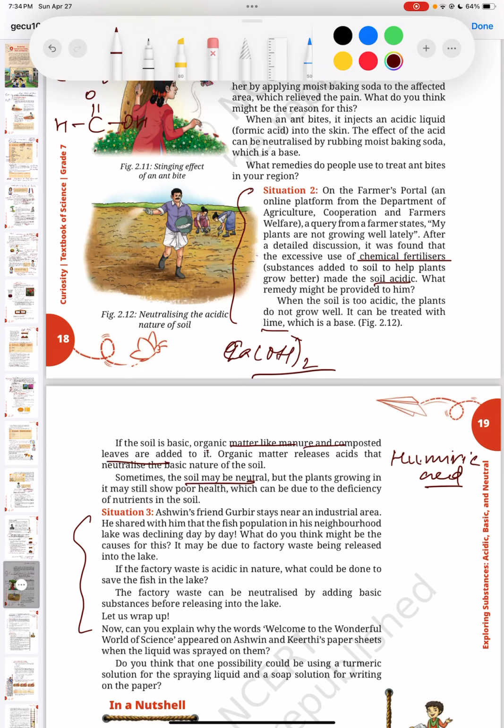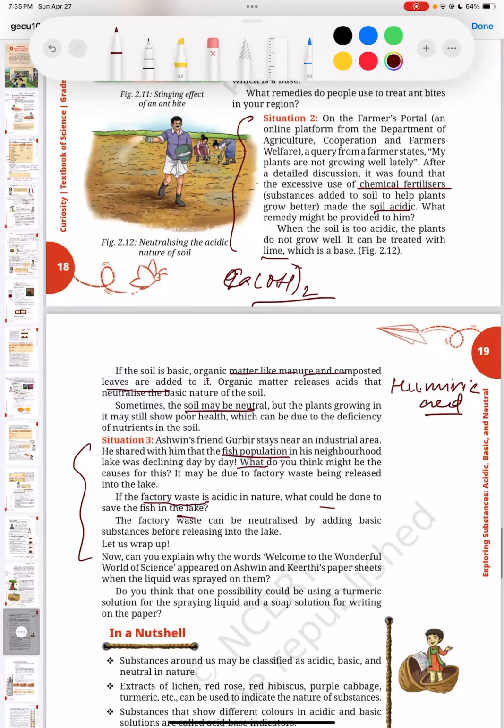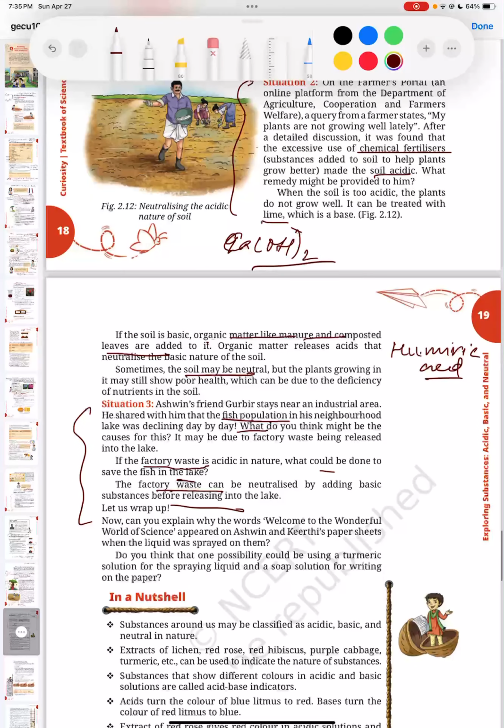Someone lives near an industrial area, and the fish population in that neighborhood is declining. Now, what could be the reason? One possible reason is that the factory waste that is getting released, because it's acidic in nature, can make it difficult for the fish to survive in the lake, right? And so, what one can do is neutralize this factory waste by adding basic substances into the waste, so as to neutralize it before releasing it.